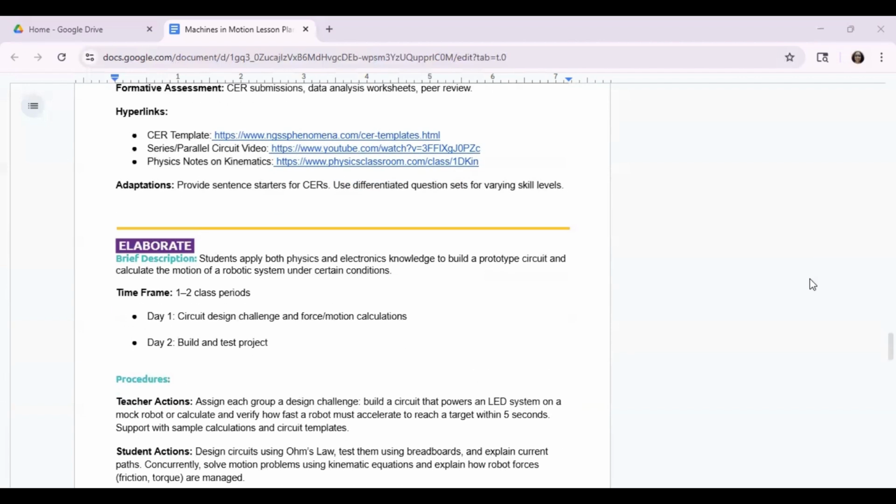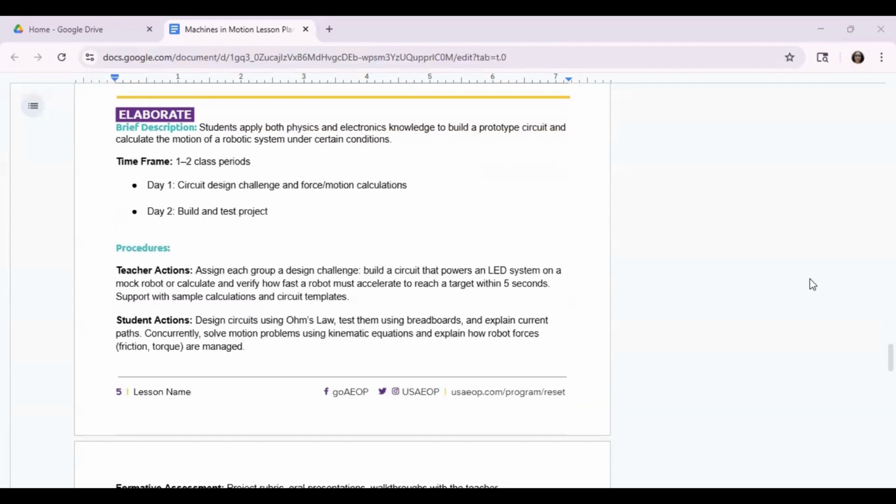Now on to the elaborate. In the elaborate, students will again be looking at both the physics and electronics knowledge they have already gained. Day 1 will focus more on circuit design challenges and force and motion calculations, further enhancing what they've already been working on. On day 2, they will build and do a test project, again collecting data from their robots or simulations, and use that information to support their CERs.